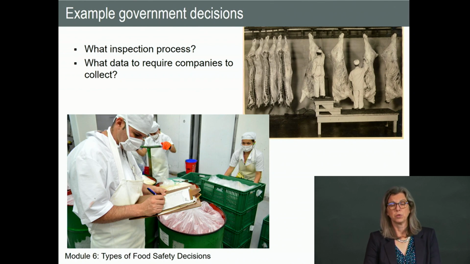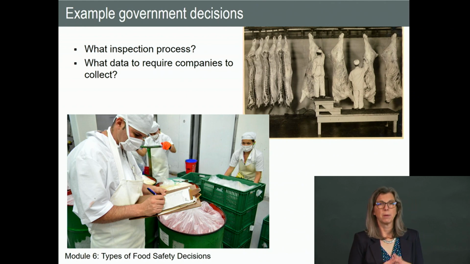The United States just went through a large implementation of a large new piece of legislation called FSMA, which has many changes in the requirements that food companies must complete in terms of collecting data and keeping that data available for review if necessary. So the decision about what data to require companies to collect is another example of an important government decision in food safety.